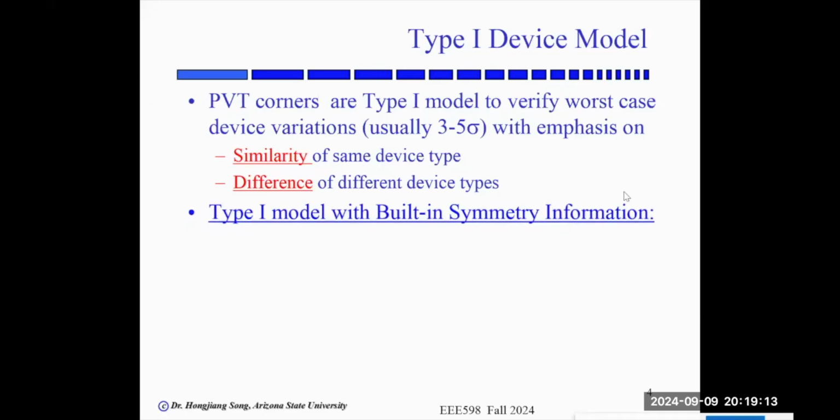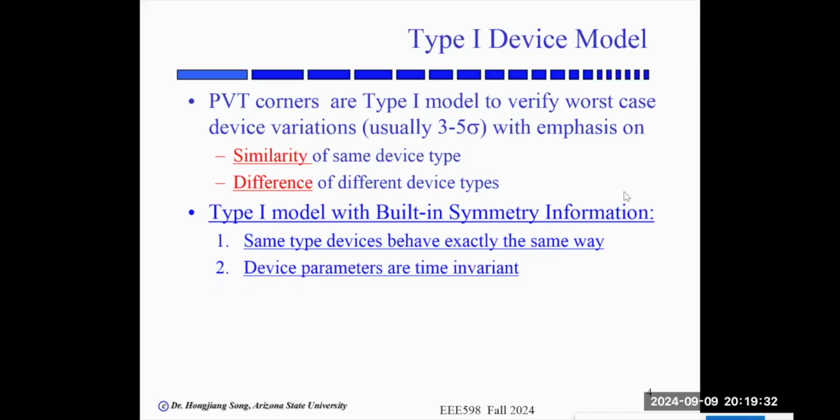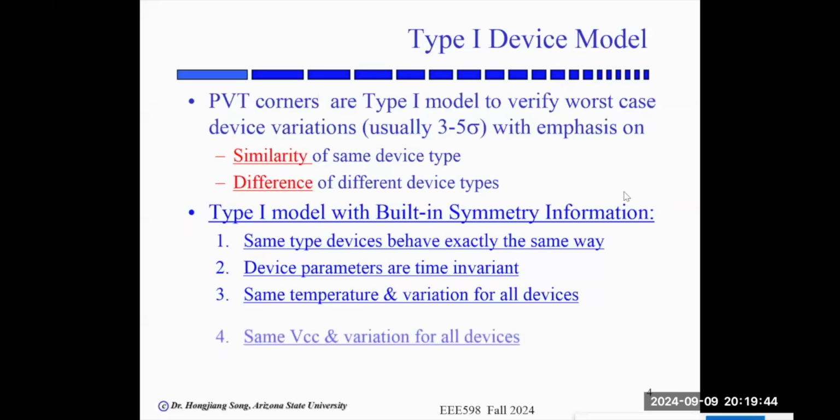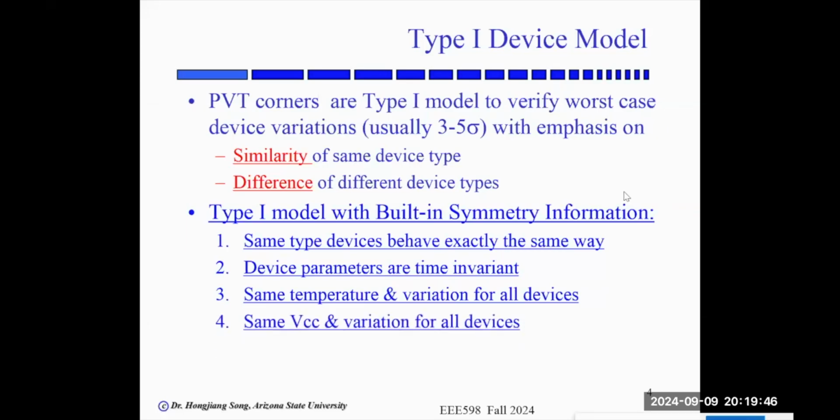In the type 1 model, there are a few built-in pieces of information for the training of this decision tree layer. The first one, the same type devices are assumed to be exactly the same. That means there is no variation between same type devices. And also device parameters are time invariant. And also we assume the same temperature for all the devices, even though temperature may change, but every device gets the same temperature. And the same input for the power supply.